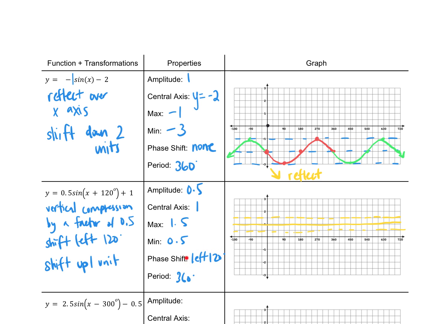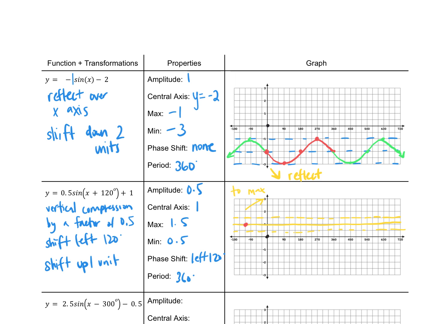And I'm going to use this left 120 degrees. So on the midline, instead of being here where there would be no phase shift like the previous example, I'm going to go back to 120 degrees to the left. And this is going to be my starting point right here. You could also think of it as the original starting point was at the origin, and we had to go left 120, up 1. And you still get to the same starting point. And now I know there's no reflection, so we should be heading up to the max.